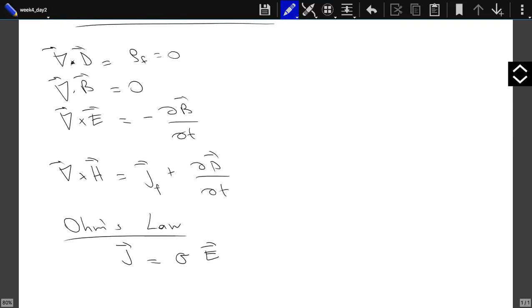Now, although we will be looking at the case when the rho free inside the conductor is zero, you can imagine cases where you take your conductor and put some charges inside it. So for some time at least, there will be some charges in the conductor. So it might also be interesting to see how the charge inside the conductor changes with time. Ohm's law would be enough for us to study such a system.